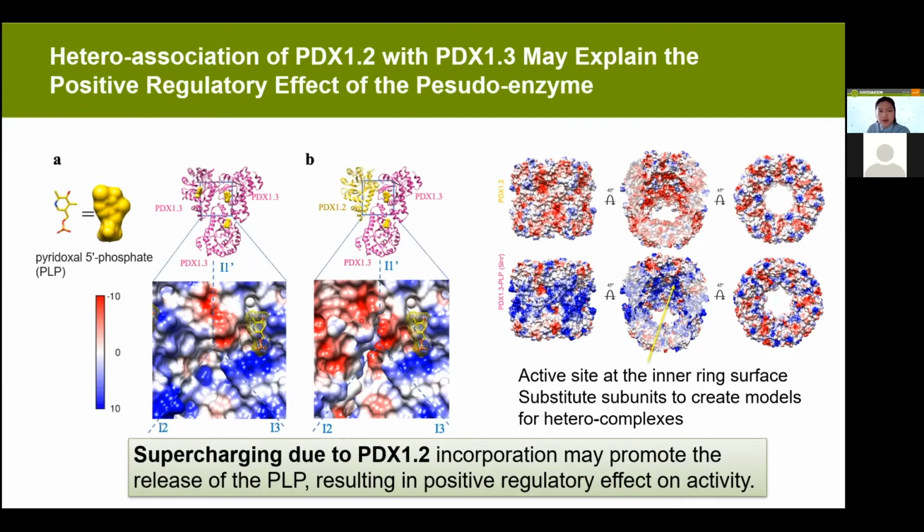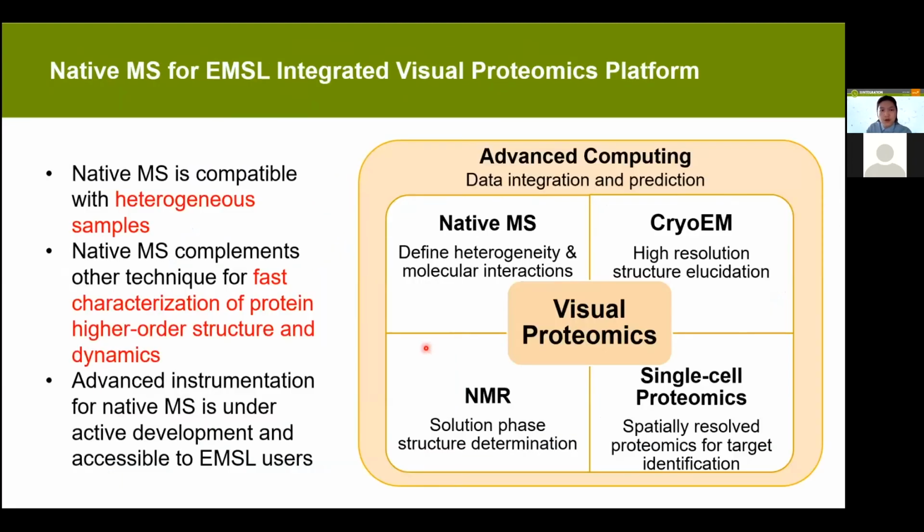This is like a negative charge, so the same charge pushes it out to help improve the efficiency of the reaction. And I hope I've shown that native mass spectrometry is very good at dissecting the heterogeneity of protein complexes, and it's also a very fast technique to help us get higher order structure information for proteins. And also we can understand some dynamics of the proteins using this technique. And advanced instrumentation is still under active development.